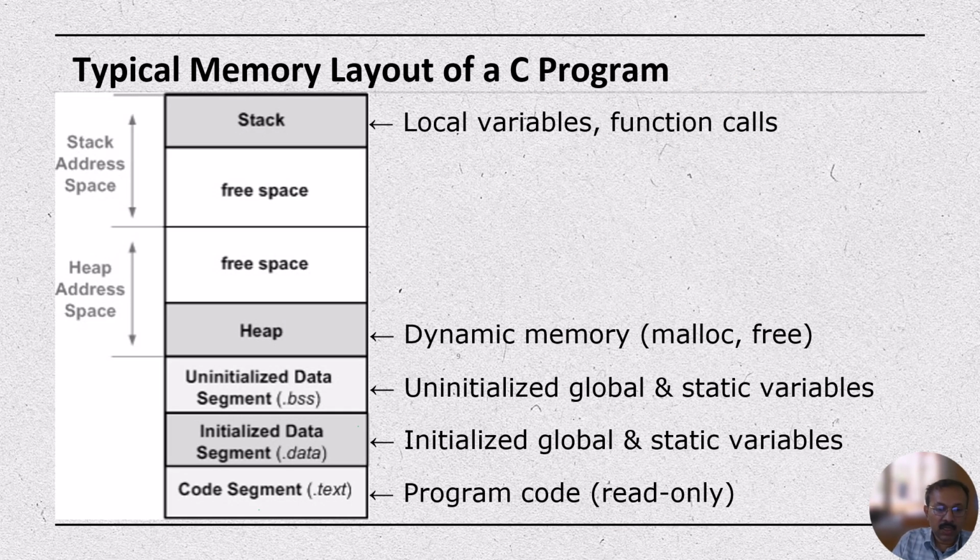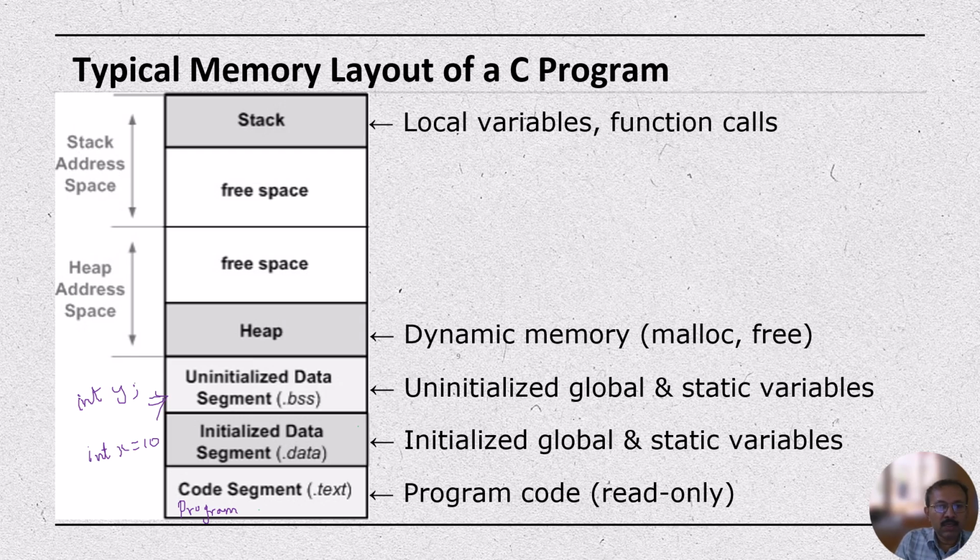So let's recall. In the code segment you will be storing your program. The program that you have written will be here. The initialized data segment holds initialized variables. For example, I'm writing int x = 10. This is an initialized variable, so it will be stored here. In the uninitialized data segment, uninitialized variables, for example int y, simply y, which is not initialized, will be available in this segment.